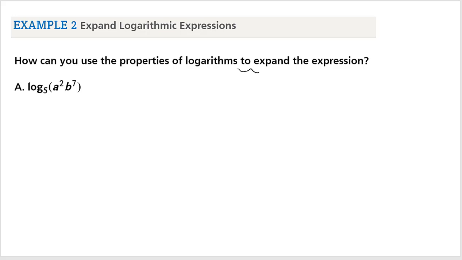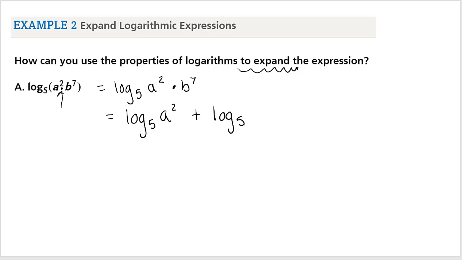This question is asking us to expand. So we're going to go from 1 logarithm base 5 to more than 1 logarithm base 5. Now between the a and b, there is an implied multiplication. If it's easier to see this, you can actually write it out. That means that we're going to change this into two different logarithms. Both logarithms remain with a base of 5, and we put an addition sign in between. So this is our product property of logarithms.